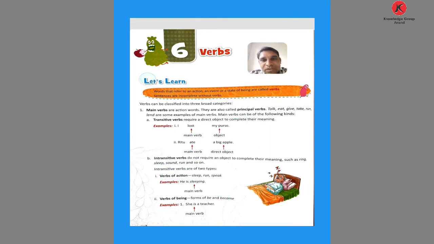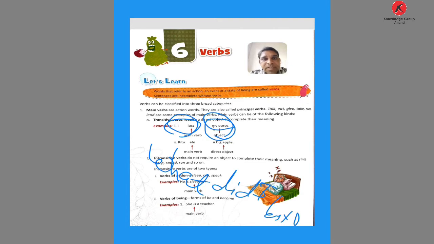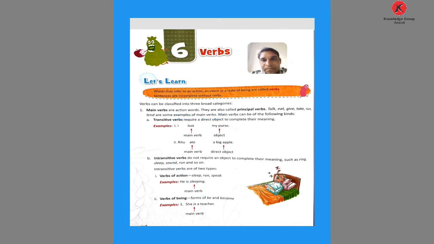If I ask the question with what, look here. What did I lose? That is the question. My purse is the answer. So, what is the object? My purse is the object. So, without an object, we cannot form a transitive verb.